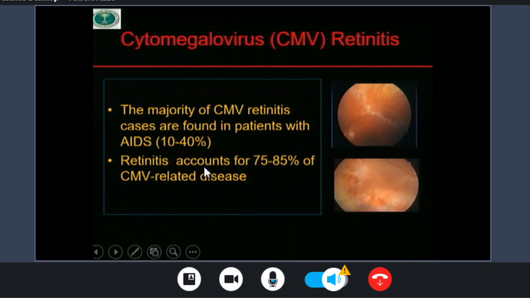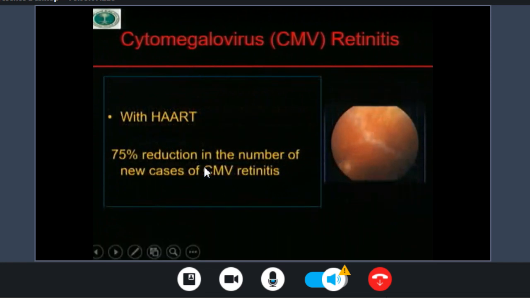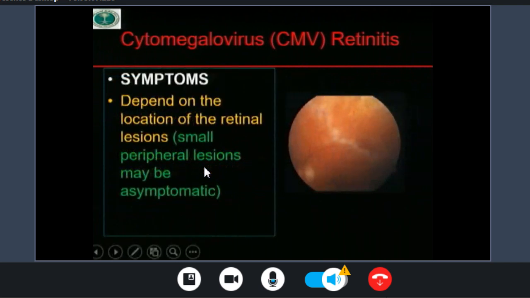10 to 40% of patients with HIV might at any stage have CMV retinitis, but most of the time with long-standing HIV with low immunity. With highly active antiretroviral treatment, this incidence has decreased to a minimum nowadays, and this is calculated as a 75% reduction in the number of new cases of CMV retinitis.